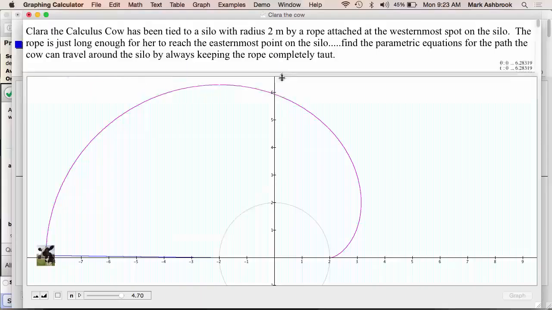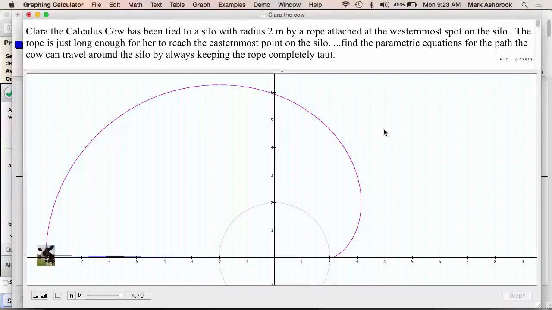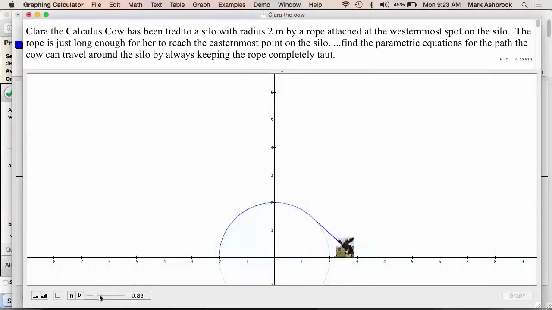And then that would continue around the bottom, but we'll just focus on the top half. So this would be like the boundary of where she could graze around the silo. So the project is to determine a parametric function for this curve, and then figure out the total area in which she has to graze.